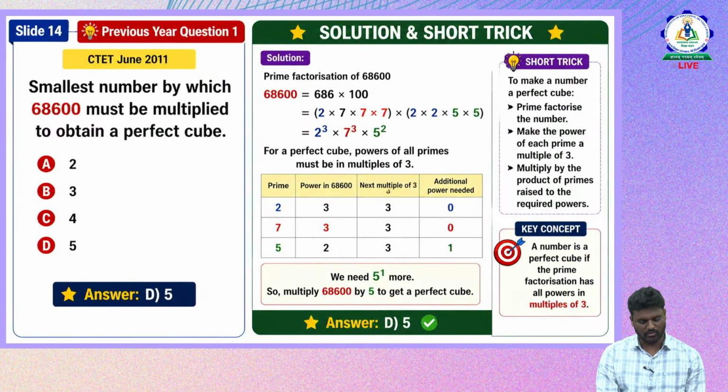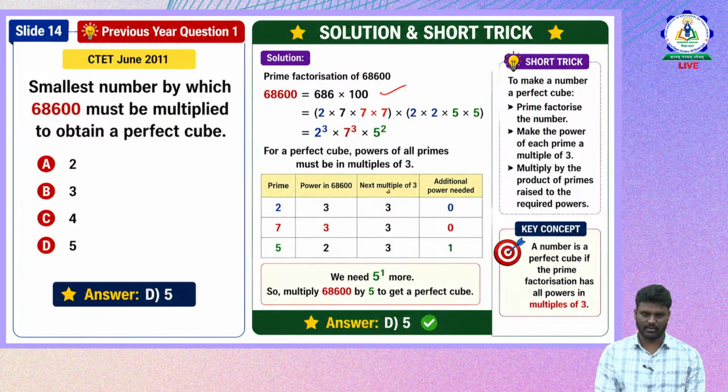Now what we have to do for this kind of questions, whether it is square and square root, or cube and cube root: whenever they ask for the smallest, we first identify the prime factorization of the given number. What is the given number here? 68,600. This can be written as 686 into 100, that means we are simplifying the larger number into a simpler form. Now try to identify the factors of 686.